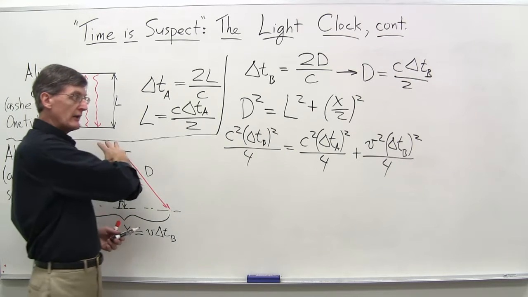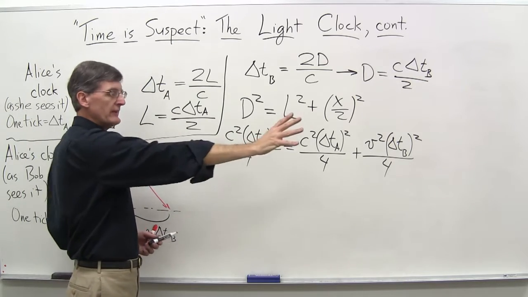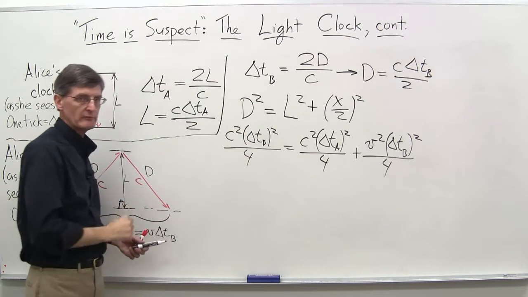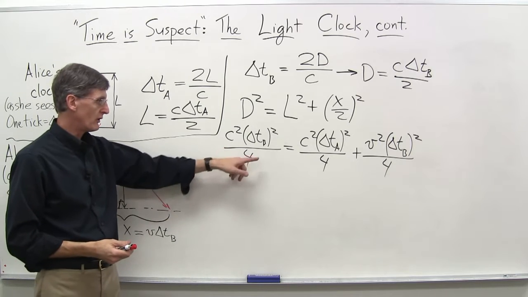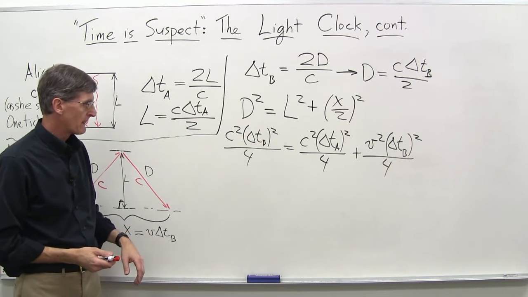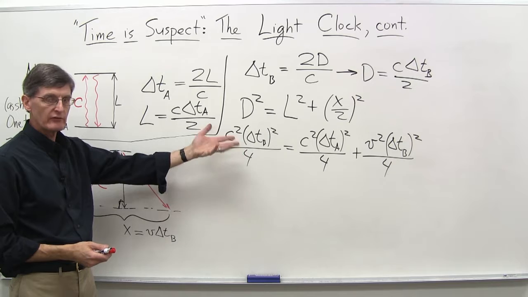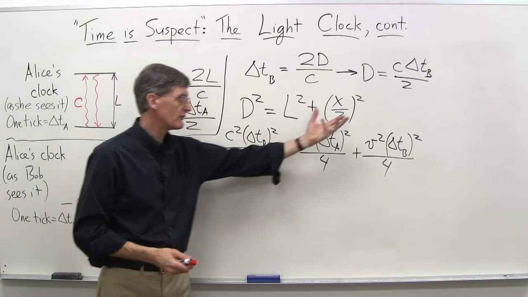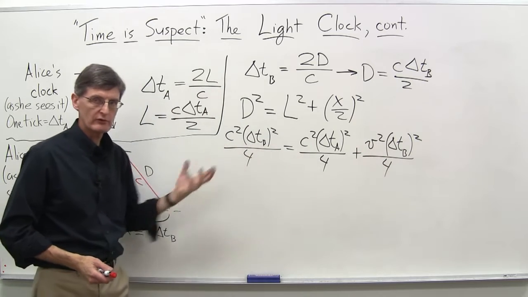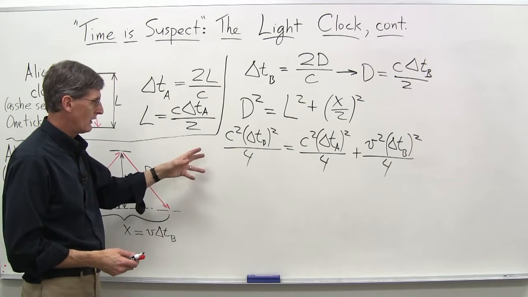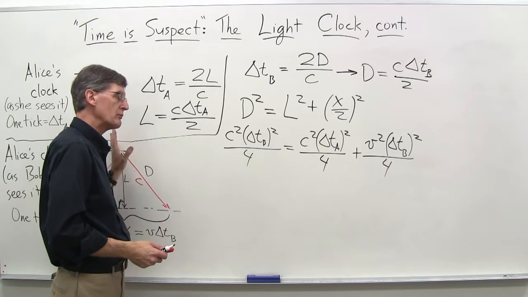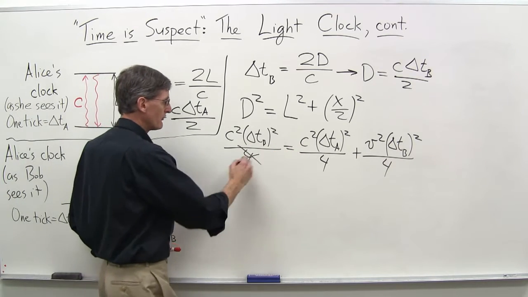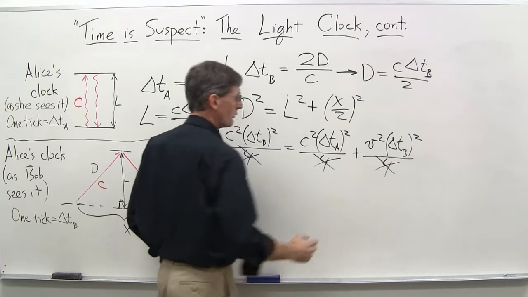Because I now have an equation, no more d's, no more L's, so those are out of the picture because we replaced them with equivalent expressions involving delta TB and delta TA. I've just got c's and v's in there, c squared and v squared, so it's looking good. I have a delta TB squared over here, another delta TB squared over there, so in a minute we're going to try to combine those terms. Everything is divided by 4, so if I just multiply the whole thing by 4, I can cancel the 4s out.